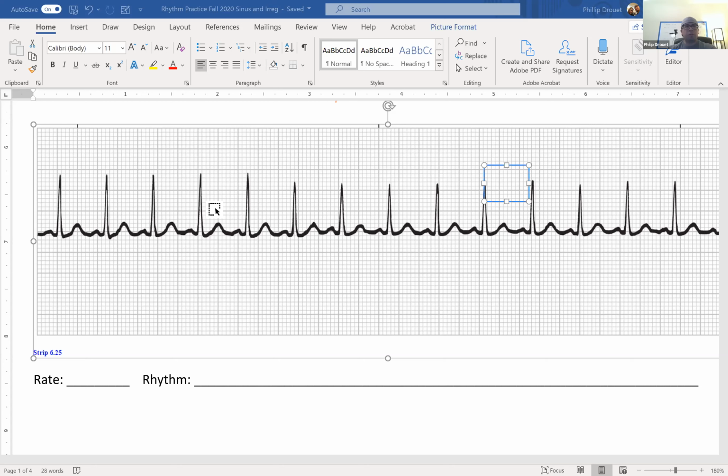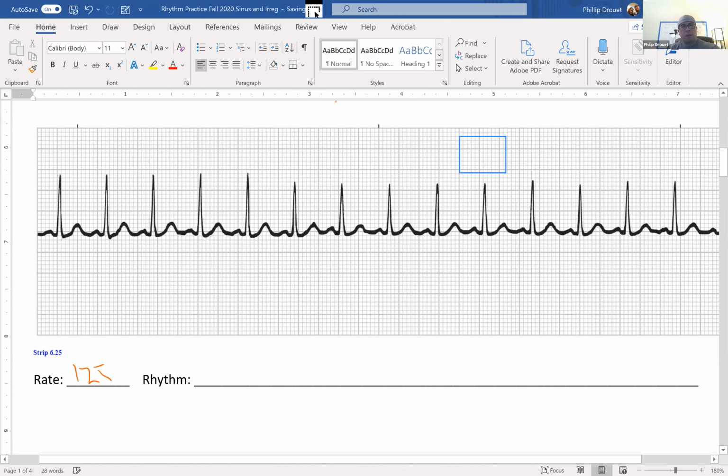So let's calculate the rate. And we'll say, let's measure this up. Looks like we have about 12 boxes. So we'll go 1500 divided by 12. And we're getting somewhere close to 125 beats per minute. So 125, and because it's greater than 100, this is sinus tachycardia. Sinus tachy.